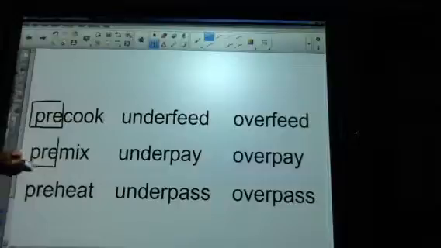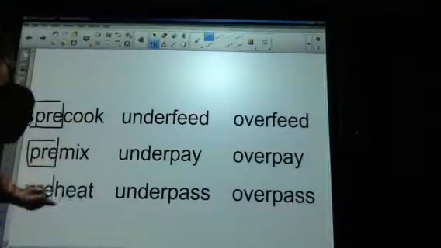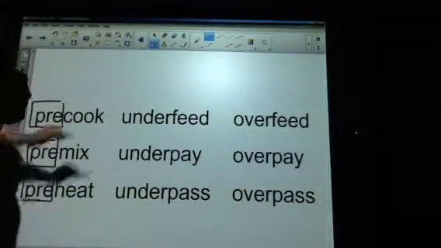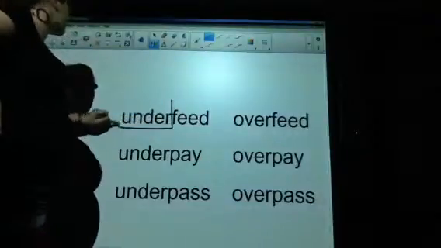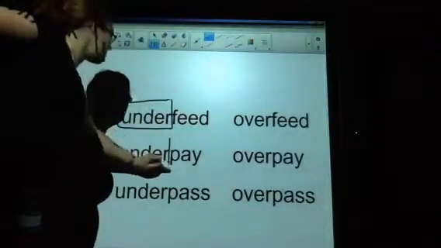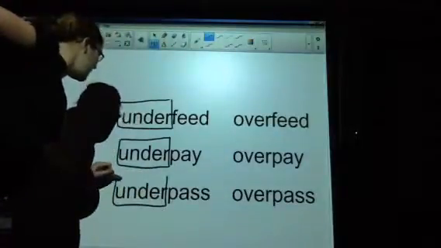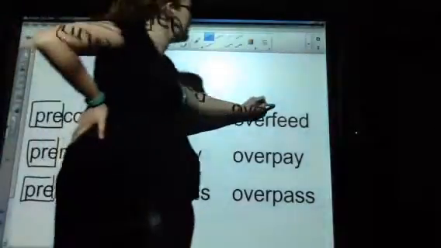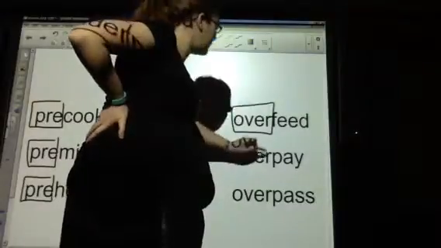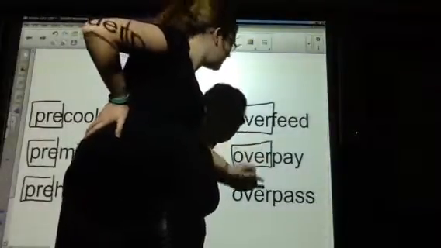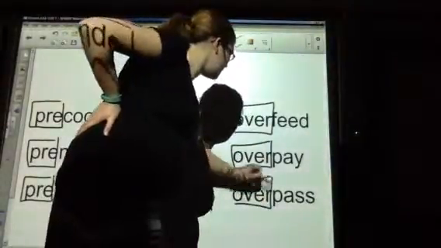Cook. Mix. Now, when we think we have a prefix or a suffix in a word, we need to make sure that we've got a root word left. So, do we have root words in all these so far? Feed. What about over here? Pay. Feed, pay, pass. Cook, mix. Good.